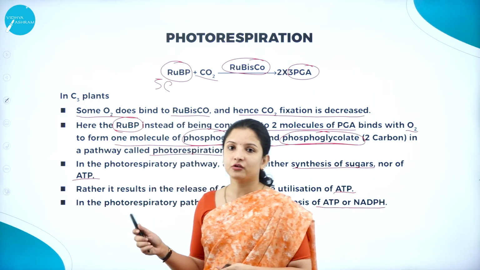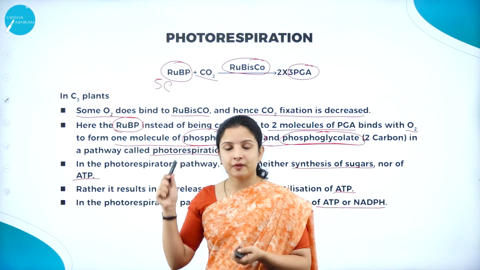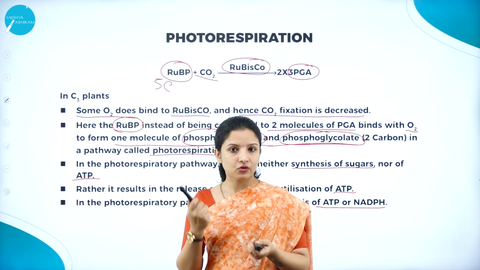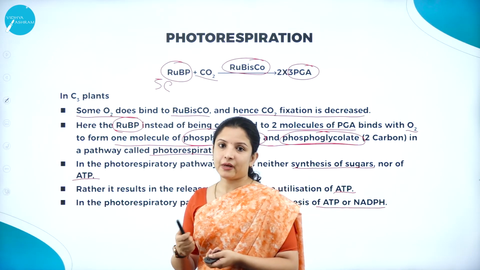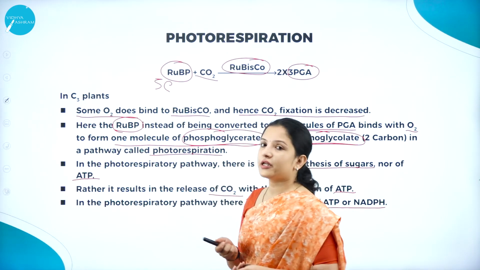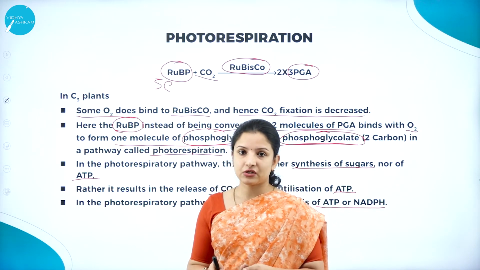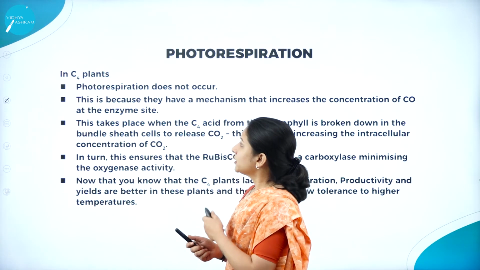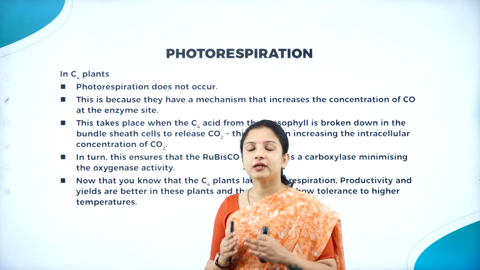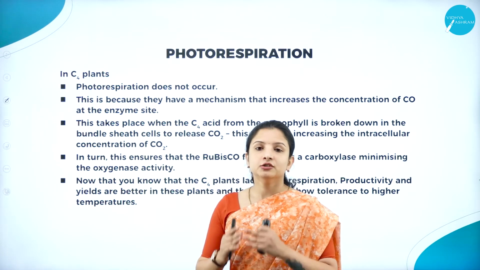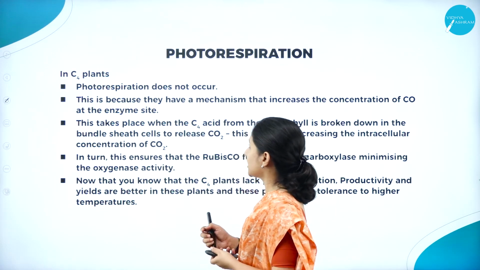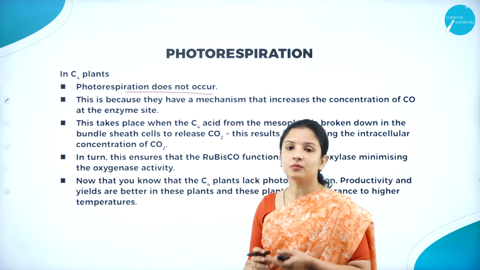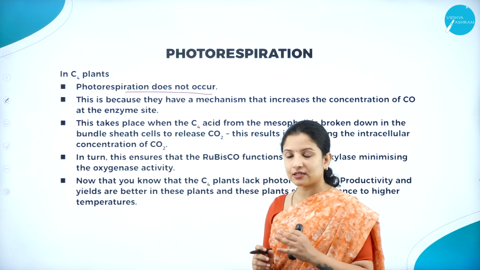So this pathway occurs when plants sometimes take in oxygen, or when oxygen binds to the Rubisco enzyme instead of carbon dioxide binding. That kind of pathway is called the photorespiratory pathway, or the process is called photorespiration. So that is how photorespiration occurs in the case of C3 plants. In C4 plants, photorespiration will not occur. It is only seen in the C3 plants.